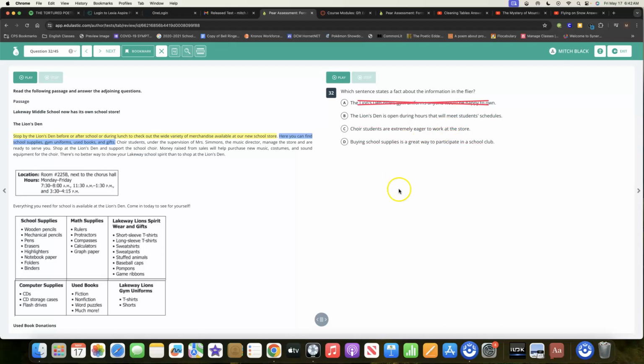Choir students are extremely eager. Extremely, that's not good. Buying school supplies is a great way to participate in a school club. Also not good. Okay, so this is our best answer here then. Should be B. That is our only fact.